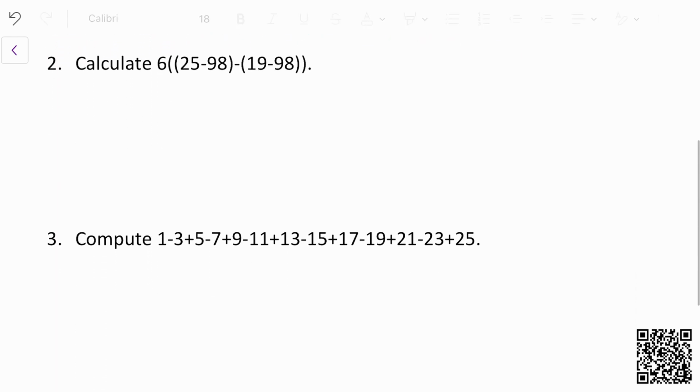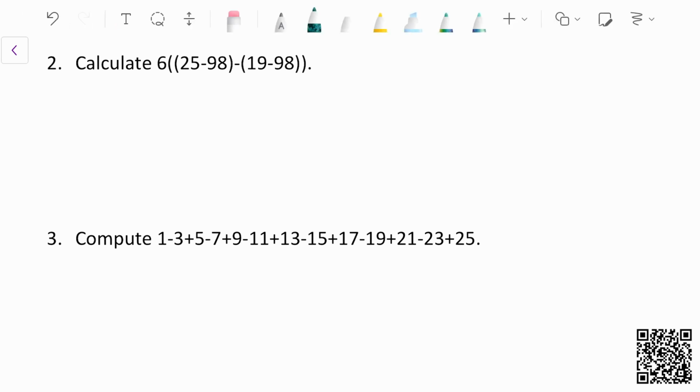Moving on to problem number 2. Calculate 6 times this. And we can also notice another recurring theme in this, another recurring number, 98. So if we wrote this down into a more seeable form, and we remove the parentheses, it would be 25 subtract 98 because in front of them, it is technically a positive. So then, but since here it's a negative, we have to change this to addition.